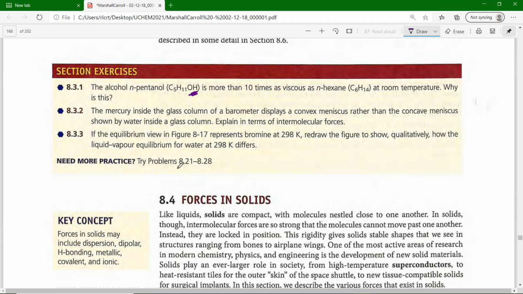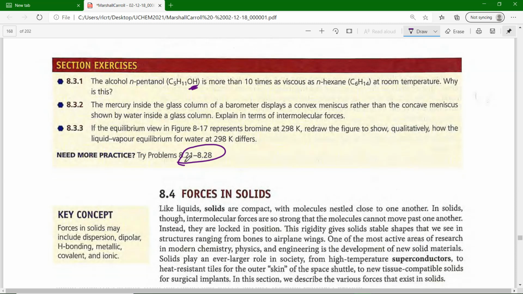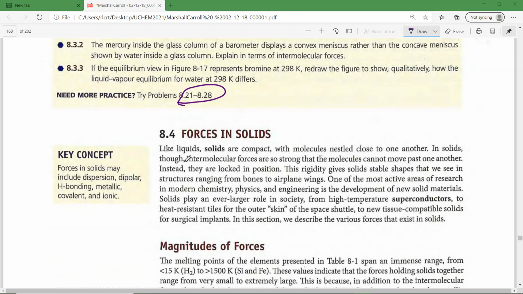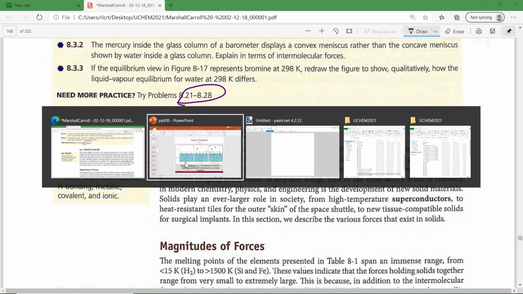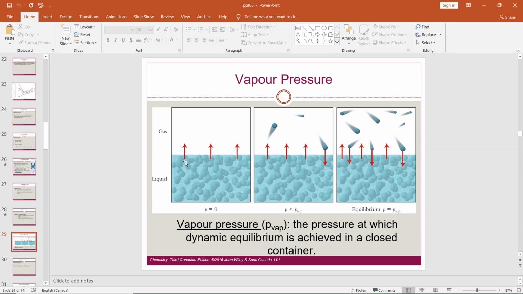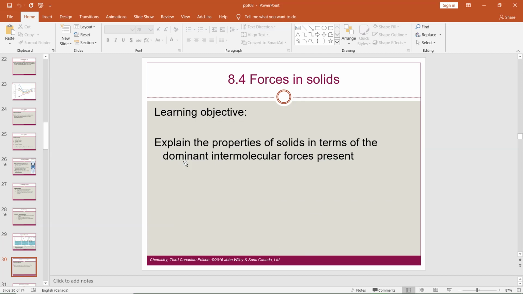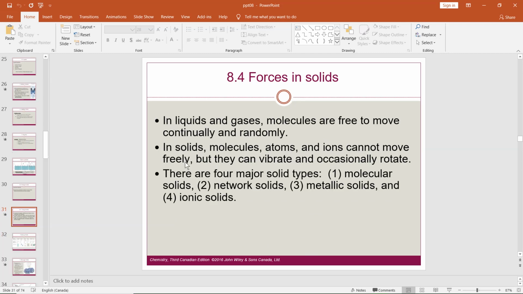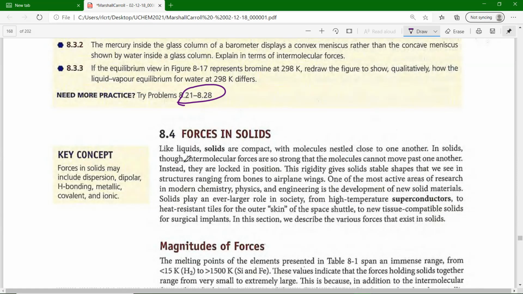You can draw that, and you can try to practice problems on your own. So let's push ahead a bit and jump to 8.4. Let's just see if the slides had any words of wisdom. No, they didn't. Okay, so we're going to look at forces in solids.